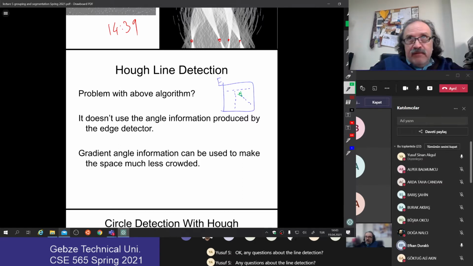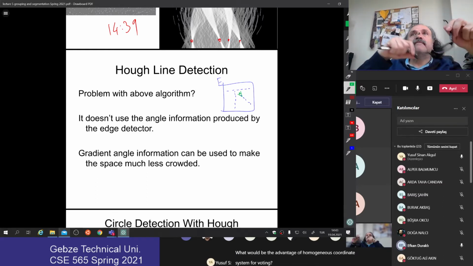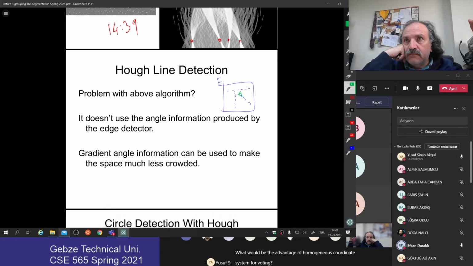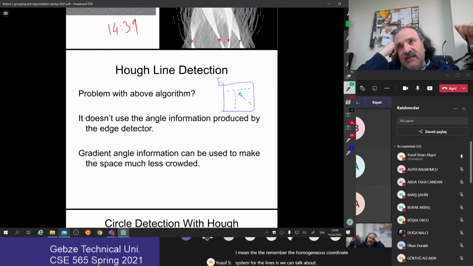Why don't we use homogeneous coordinate system? What would be the advantage of homogeneous coordinate system for voting? I don't know. Remember, the homogeneous coordinate system for the lines is we can talk about the lines at infinity or the points at infinity.